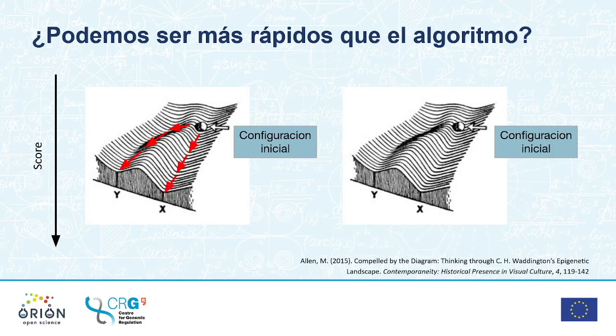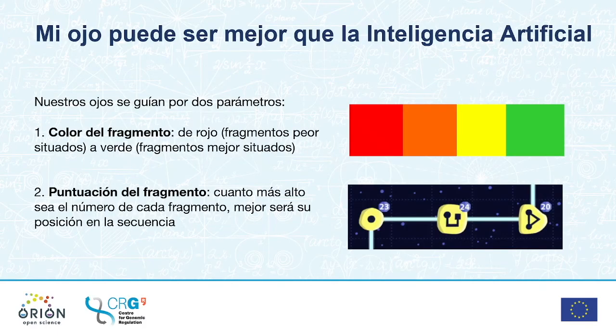On the contrary, the game wants to make the search more efficient, providing tools that guide the player's eye in order to avoid a forced exploration of all the possible combinations. And this is done, first of all, through colors. In fact, the fragments can take on 4 colors, ranging from red, which indicates the worst positioned fragments, to green, which indicates the best positioned fragments.